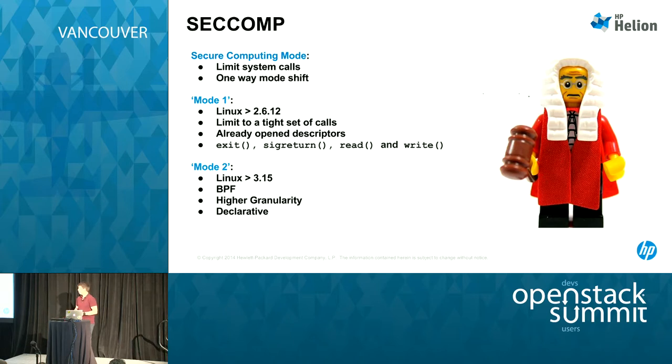Mode two is more interesting. It took a lot longer to develop. And you can use Berkeley packet filter-like descriptions to set a stage. So your process runs, it does all of its setup, and if it needs more than those four syscalls, before you were kind of stuck, it would have to carry on running with access to everything. Whereas now you can say, well, I need these four and five more, and I need to use them in this way, and then switch mode.